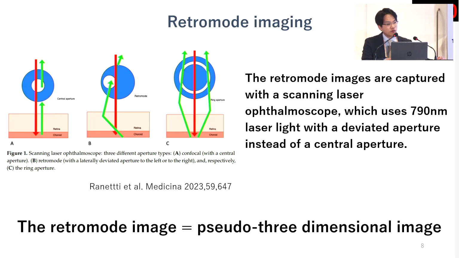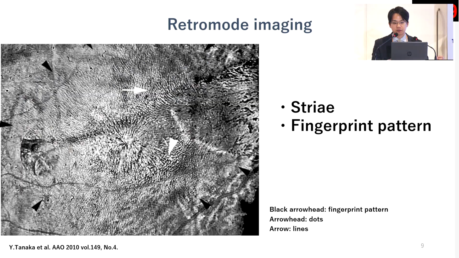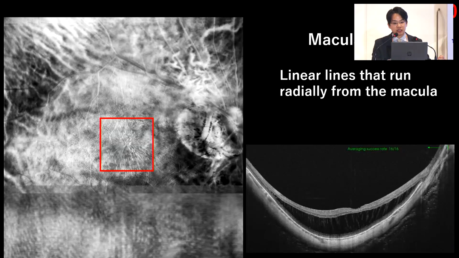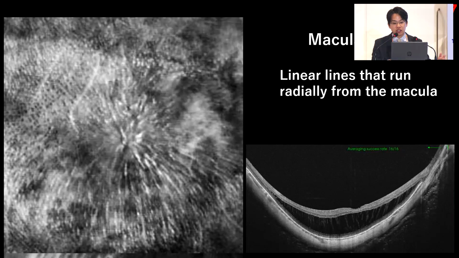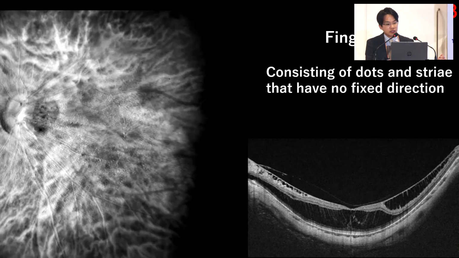As for examination, we use retromode imaging. Retromode scanning laser ophthalmoscopy imaging uses an infrared scanning laser ophthalmoscope to capture a pseudo three-dimensional image of the ocular fundus. Past studies revealed that there are two findings using retromode imaging, striae and fingerprint. Striae look like this picture. Striae are linear lines that run radially from the macula. This is a fingerprint. Fingerprints consist of dots and striae that have no fixed direction.